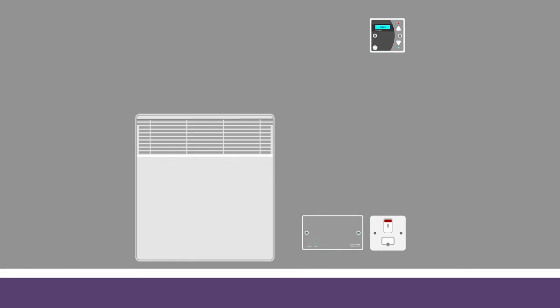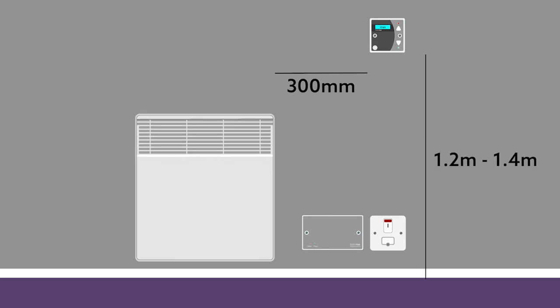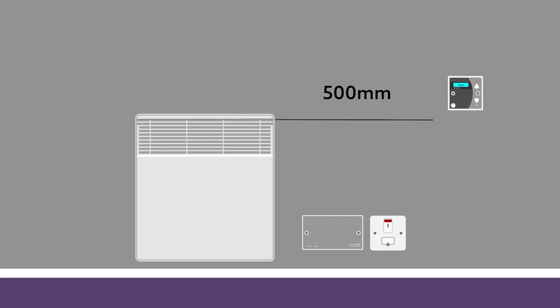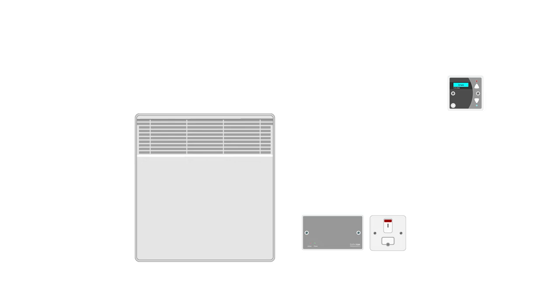The control unit should be installed at least 300 mm away from the nearest edge of the heater and mounted at around chest height, 1.2 to 1.4 meters from the finished floor level, and should be easily accessible for operation. Consideration should be made for rooms used by people with disabilities. Installation at 500 mm from the heater and 900 mm from the floor ensures people using wheelchairs can access the control.